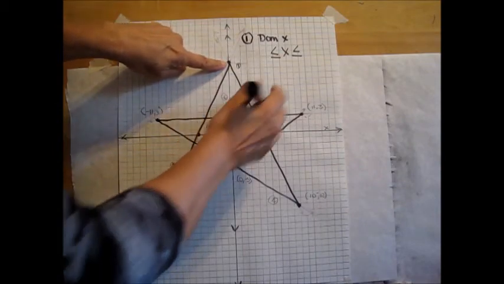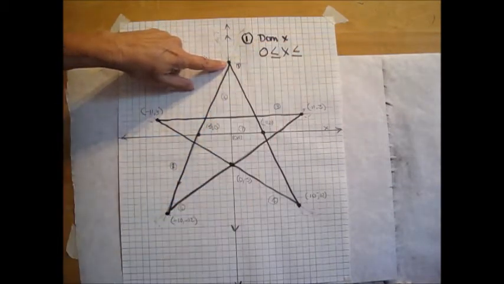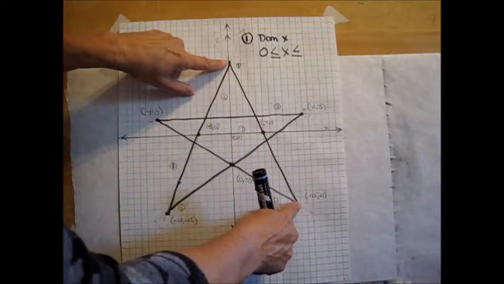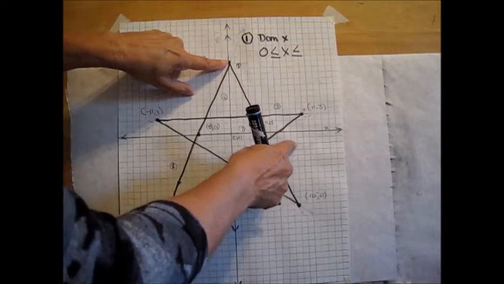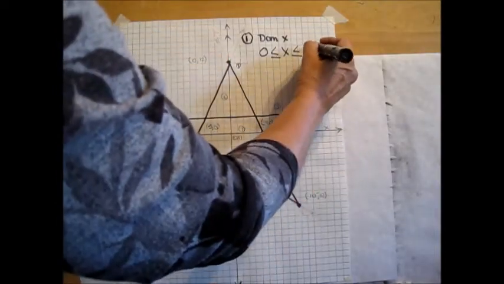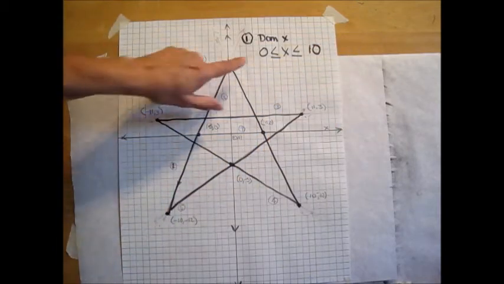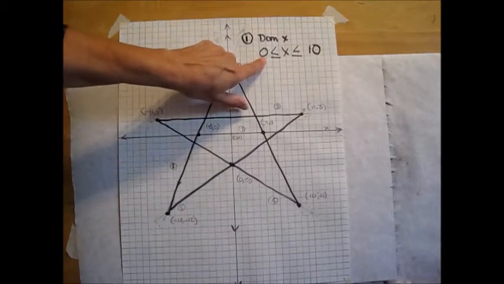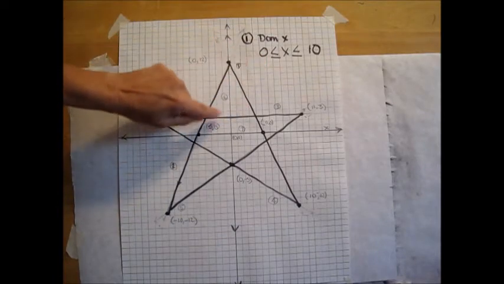It's 0. Okay? What's the highest one? So we're going to go to the opposite end here, and we're going to go ahead and follow that x value up to the x-axis, and it is 10. So this is saying that line 1 only uses x values between 0 and 10.